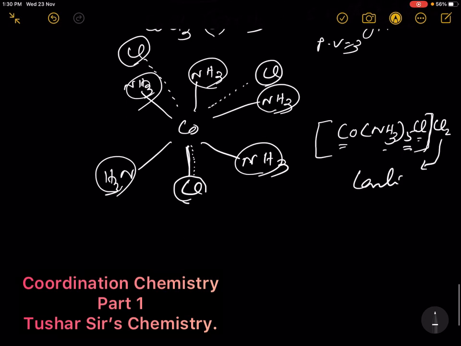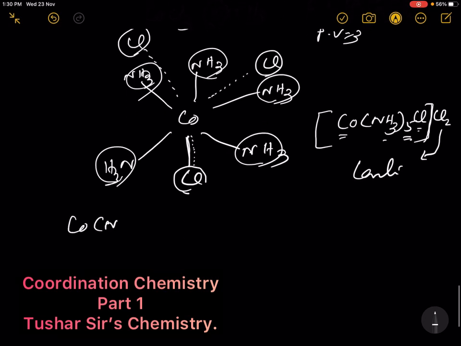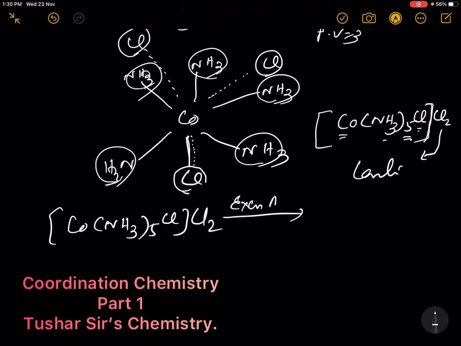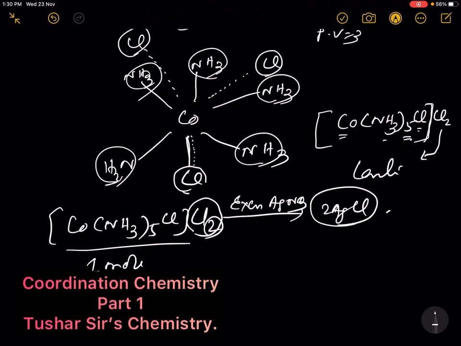When we take this complex Co(NH3)5Cl Cl2 with excess silver nitrate, let us take this one as 1 mole, then obviously we will get 2 moles of AgCl. 2 moles of AgCl.